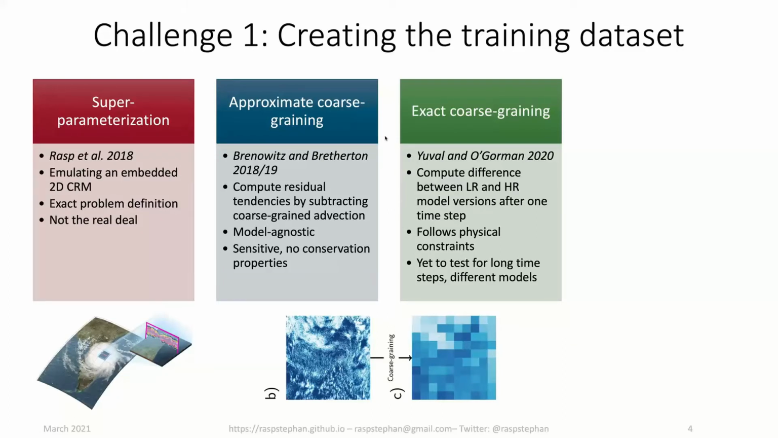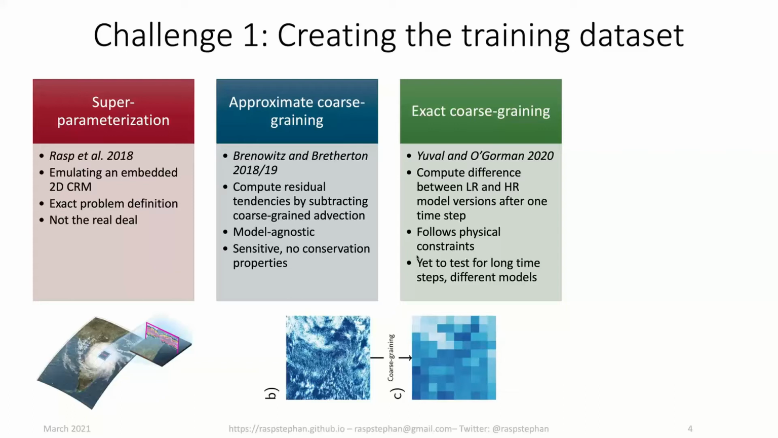So another approach that has been explored in this paper is, well, can we do this exactly? And you can, with some caveats. The idea here is you run the same model in a low resolution version and a high resolution version. You start them with the same initial conditions. You run them for one time step, and then after one time step, you basically check what is the difference. And that will be an exact difference between your two model versions. The great thing is, because both the low resolution version and the high resolution version follow physical constraints, so will the difference between the two. So it's a more constrained problem in a physical sense. But there are some limitations. So this is yet to be tested for long time steps and applied to real models. So this is still only a proof of concept.